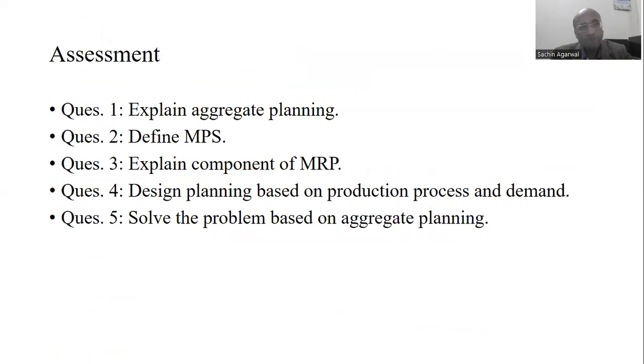Okay. Now, these are the questions related to this topic: define aggregate planning, what is MPS, what are the components of MRP, define planning based on the production process, and try to solve the problems based on aggregate planning.